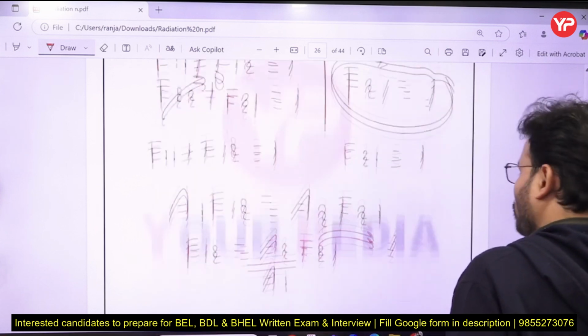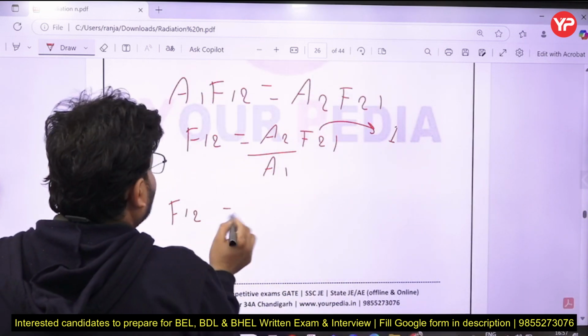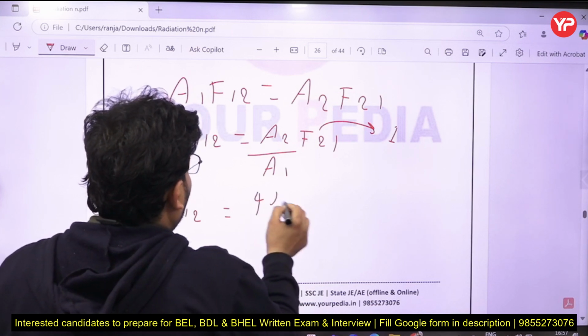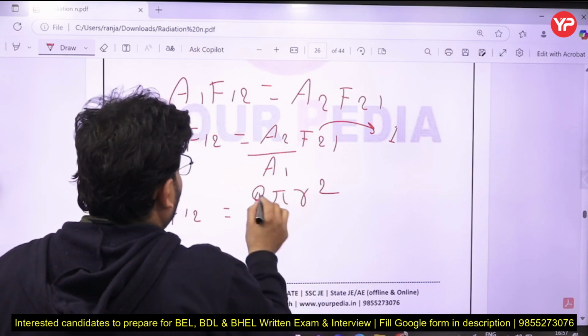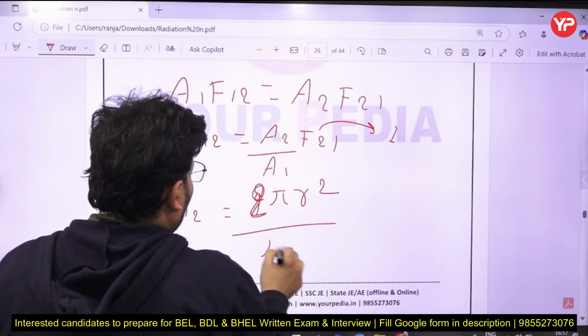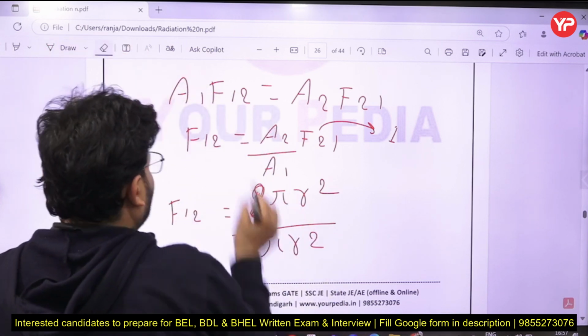So total is 4 pi squared. So what will be F12? We can say A2 is what? 4 pi r squared. Since it is hemispherical, so 2 pi r squared upon what? Pi r. Simply do one thing, make it correct.